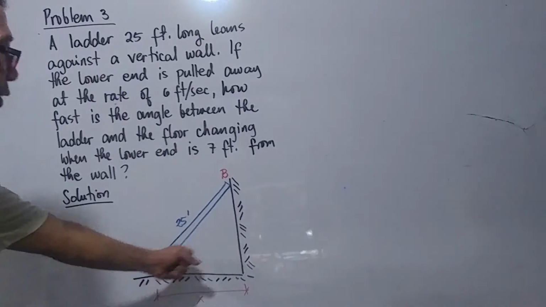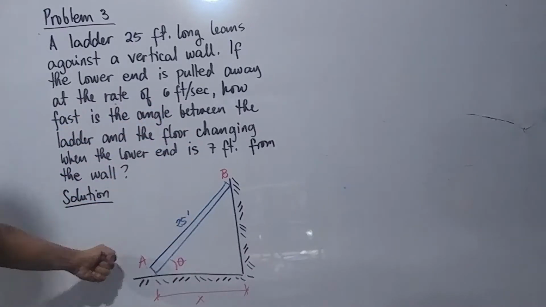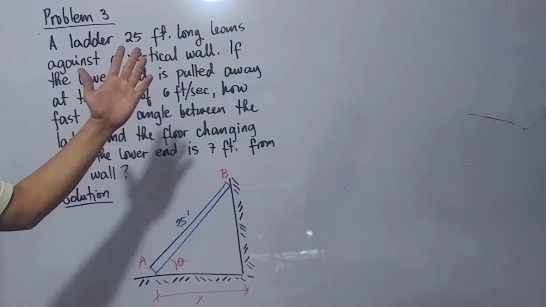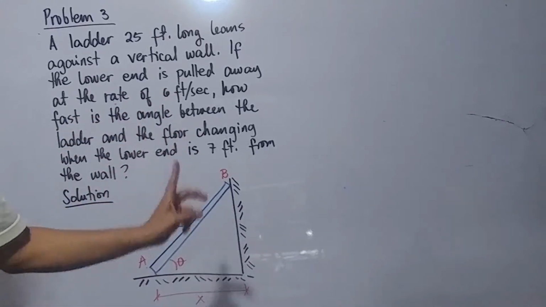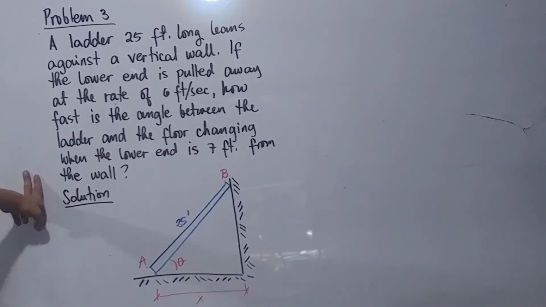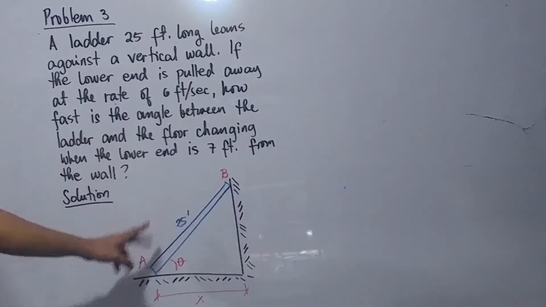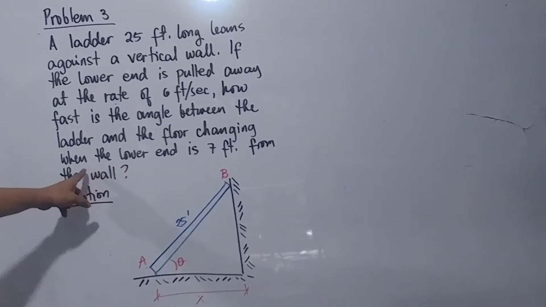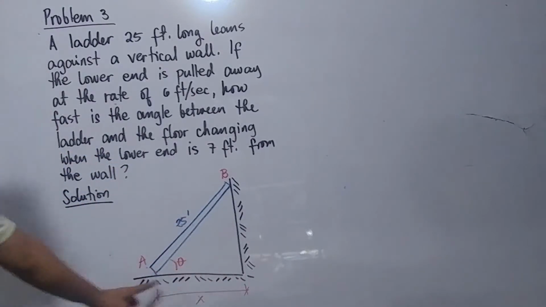So, this ladder is being pulled now away at a rate of 6 feet per second. In Tagalog, hihilahin. Kasi nakasandal siya. Hihilahin mo ngayon at 6 feet per second. The question is, how fast is the angle between the ladder and the floor changing when the lower end is 7 feet. Kung itong lower end niya ay umabot na ng 7 feet.